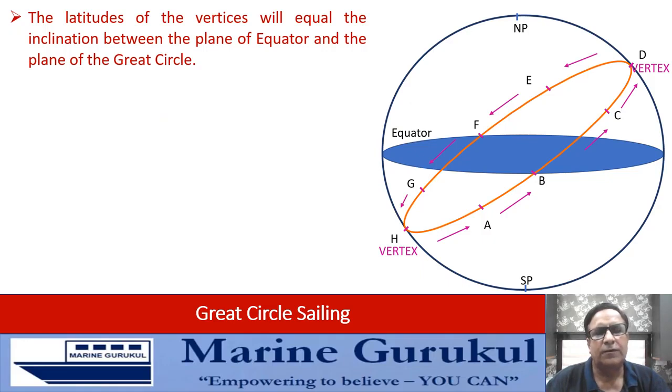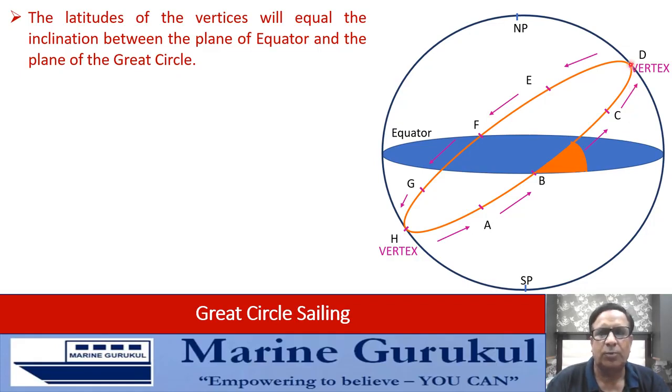The latitude of the vertices will be equal to the inclination between the plane of the equator and the plane of the great circle, or the angle at which a great circle cuts the equator represents the latitude of the vertex. So first let us identify the angle between the planes of the equator and the great circle. This is the angle in our case, which is the angle of inclination between the plane of this great circle and the plane of equator.